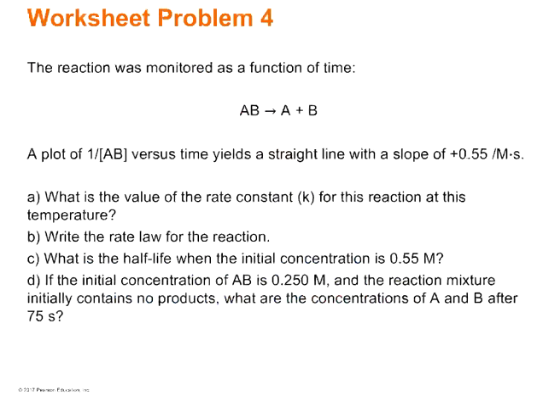B. Write the rate law. C. What is the half-life when the initial concentration is 0.55 moles per liter? And D. If the initial concentration of AB is 0.25 moles per liter and the reaction mixture initially contains no products, what are the concentrations of A and B after 75 seconds? Okay, so if you do want to try this on your own, feel free to pause the video.